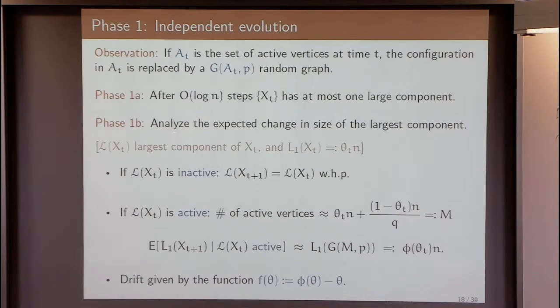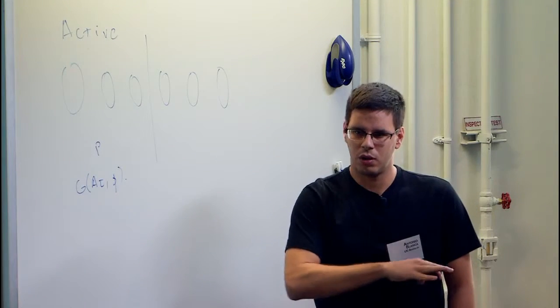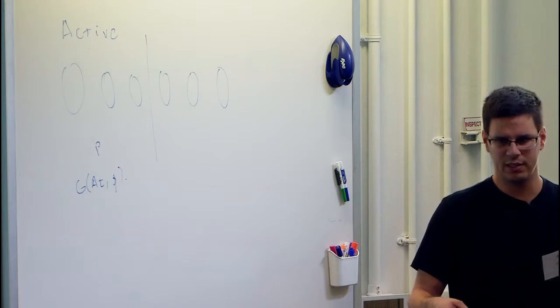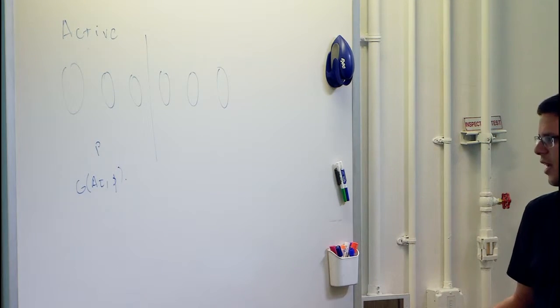Okay. The most interesting phase is phase 1B, where now we have this large cluster, and we want to analyze how this cluster changes as the dynamics progress. If we use L(Xt) for the largest cluster, it's easy to show that when L(Xt) is inactive, this percolation step is going to be a subcritical step. So all the new components that are created are of size log n with very high probability. So the largest component will not change.